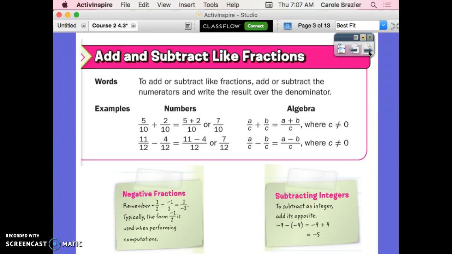So to begin with, when we're adding and subtracting like fractions, we notice that our denominators are the same. When our denominators are the same, we just have to do what it tells us to do. So we just have to add our numerators and leave our denominator, and then always end in simplest form. So for example, 5/10 plus 2/10 would result in 5 plus 2, or 7/10, and that's already simplified. And then 11/12 minus 4/12, 11 minus 4 gives us 7, and 7/12 is already simplified.